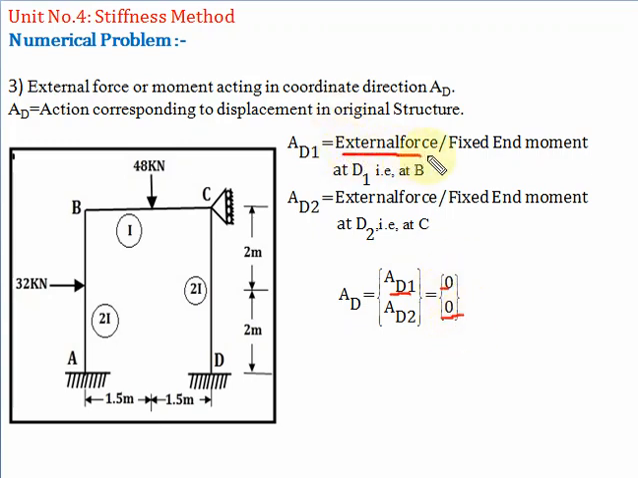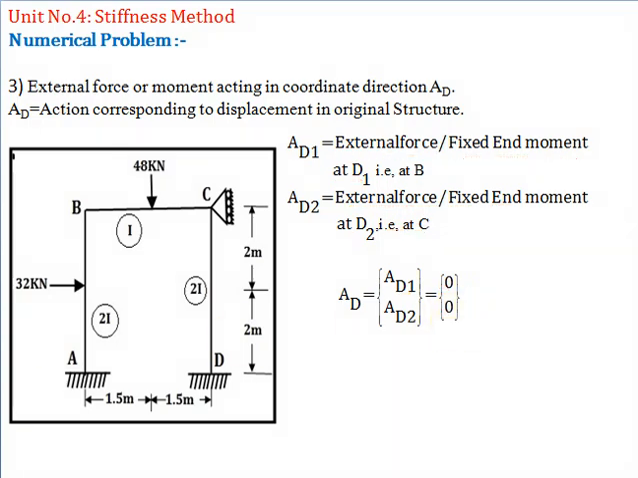So external force or fixed end moment at D1, that is at B, and external force or fixed moment at D2, that is at C, is not acting, so the values of AD1 and AD2 are 0.